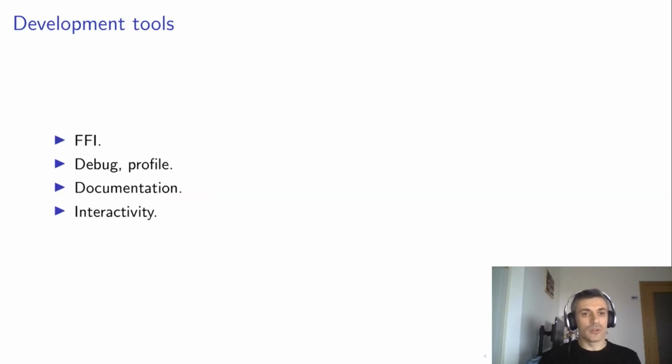And then there are also other development tools, for example, C foreign function interfaces, which are important given the lack of native libraries, debugging and profiling tools, which are important to write efficient code, documentation tools, and also tools for interactivity, which is an intrinsic aspect of Scheme and Lisp development, and is very common also in Python development, through IPython or Jupyter notebooks.